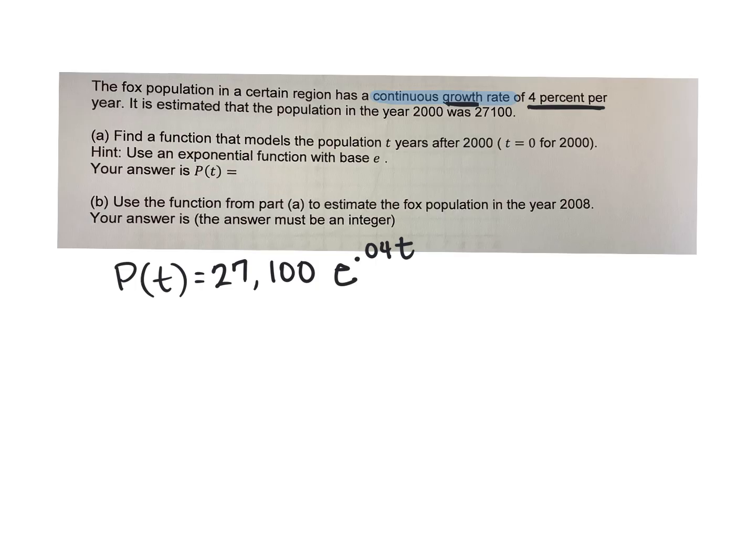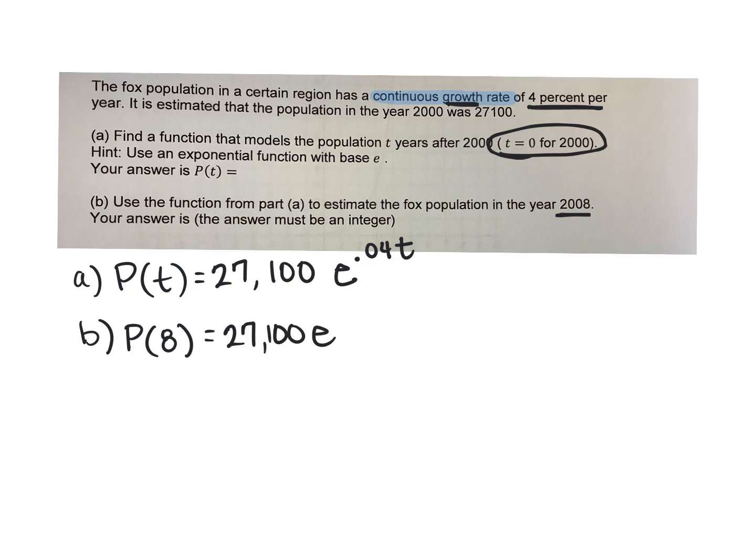So find a function that models that. So this is A part. That would be what you would type in for the A. Now it says to use this to estimate it in the year 2000. So we're using T equals 0 for 2000. So what we're going to do in B part is to do P of 8, because that would be 8 years after the year 2000. So we do 27,100 E to the 0.04 times 8. So this is going to be 27,100 E to the 0.32.